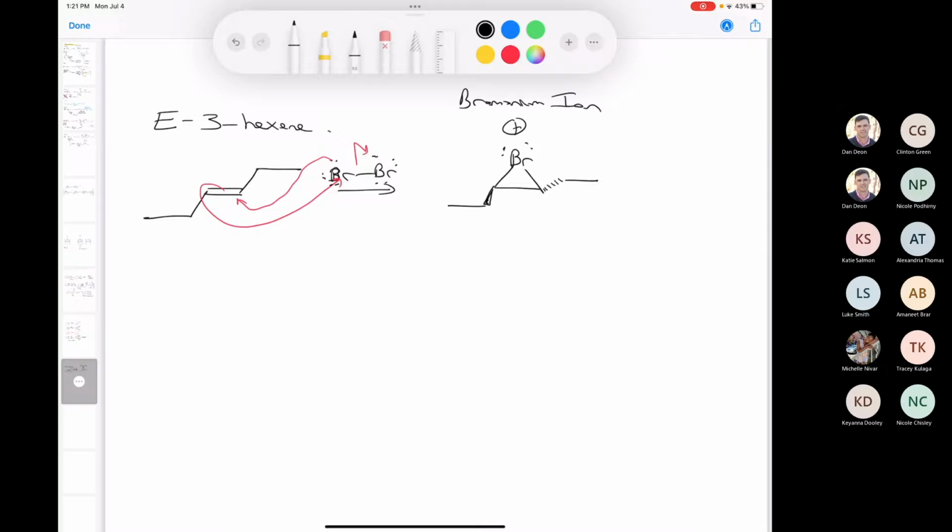And now you've got the bromide coming in. This is the most hindered face of the molecule, the top. So the bromide is going to come in from the bottom like this. And then we're going to end up with something that looks like this. So we're going to have the bromine up here. We're going to have the other bromine that attacked at the bottom, but then you've got an ethyl group going in the back, and you've got an ethyl group coming out in front, like that.